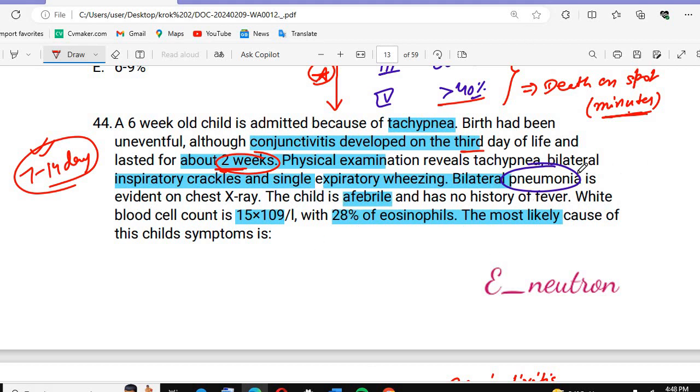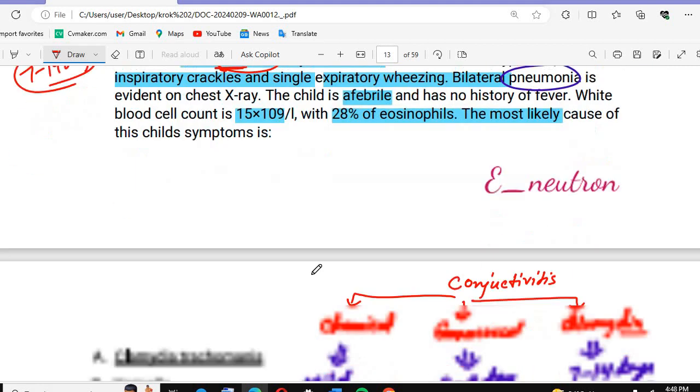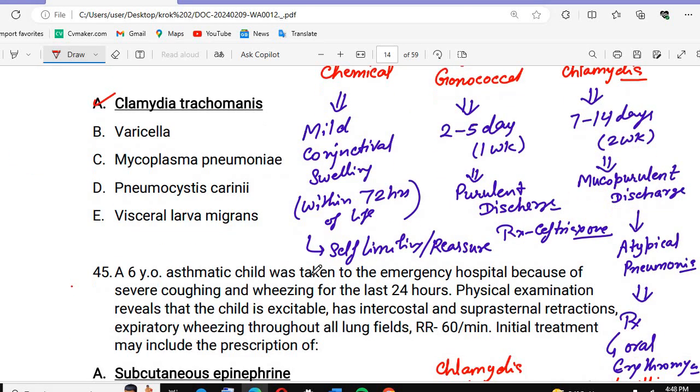Along with that, we can see there is pneumonia also. So that condition we can call Chlamydia trachomatis. Varicella zoster virus, we studied in the previous class, causes chicken pox. Mycoplasma pneumoniae, what does it cause? It causes walking pneumonia.